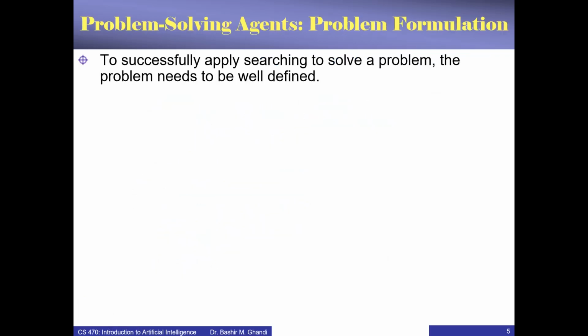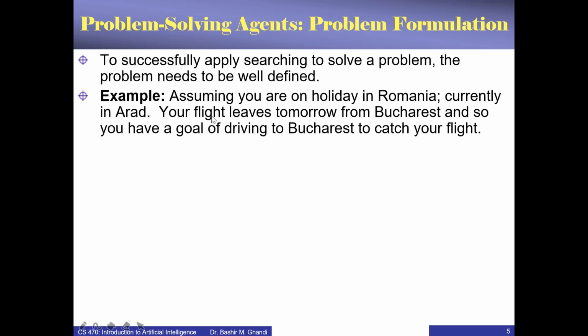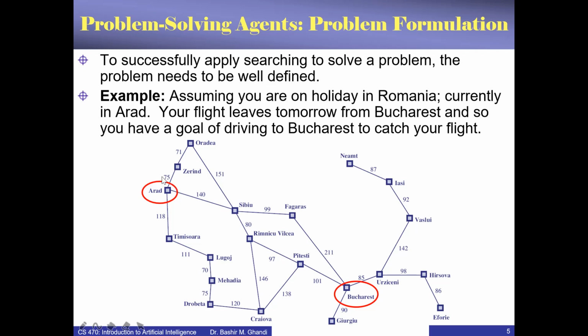Now, to successfully apply searching to solve the problem, the problem itself needs to be well defined. So that's what we call formulating the problem. To have a sense of what this means, let's take an example. Assume you are on a holiday in Romania, currently in a city called Arad. So you are in Arad, but you suddenly realize that your flight leaves tomorrow from the Romanian capital of Bucharest. And so you now have a goal of driving to Bucharest to catch your flight the following morning.